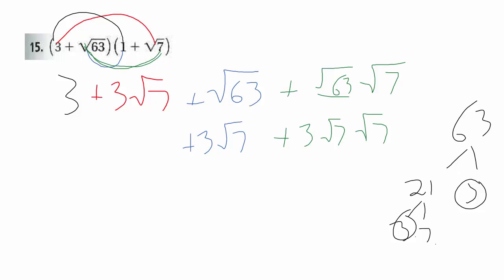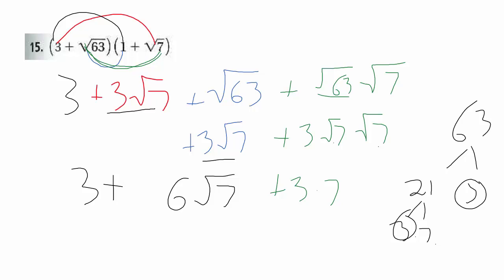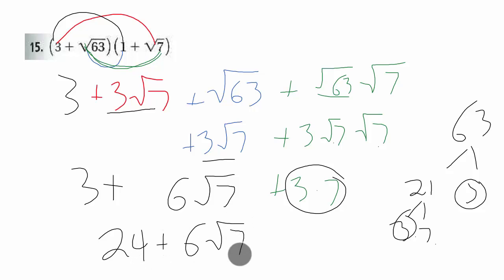So those actually simplify. Square root of 7 times square root of 7 is just 7. So we end up getting plus 3 times 7 on the last term here. And then these middle terms can combine. They actually happen to be the same thing: 3 root 7, 3 root 7. So that's 2 times 3 root 7, so that's 6 square root of 7. And then this 3 out front right here can actually be combined with the 3 times 7, which is 21. So we get 24 plus 6 square root of 7.